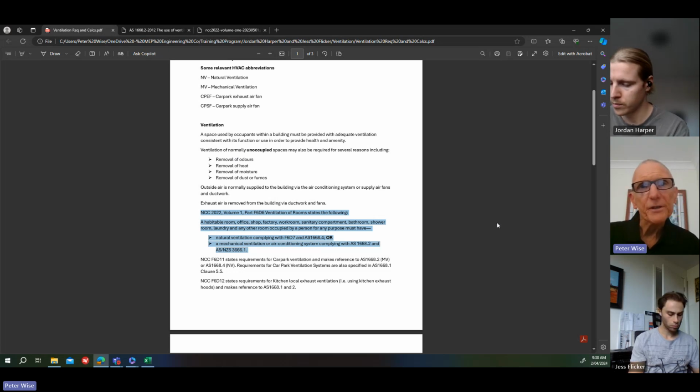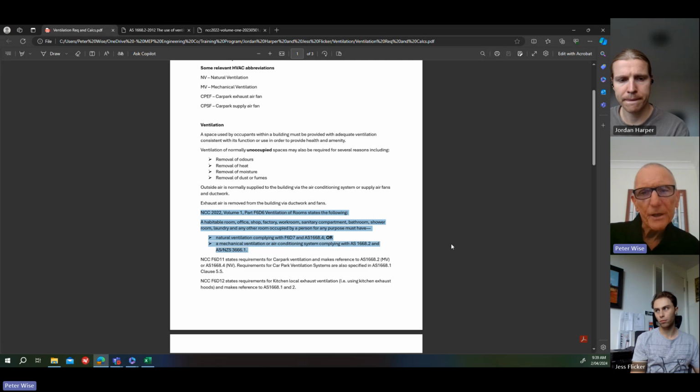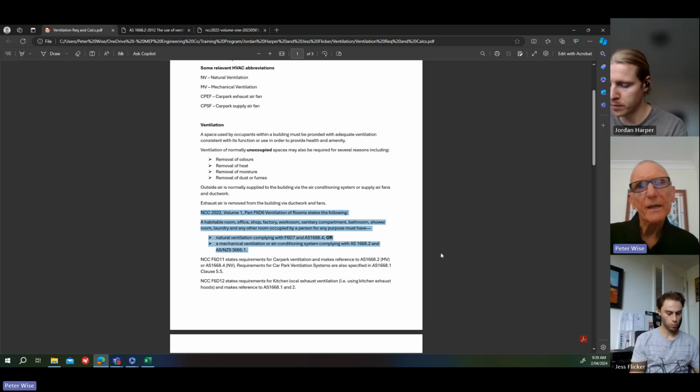NCC doesn't actually say AS 1668 Part 4, but it's the Natural Ventilation Code. Or it must have a mechanical ventilation or air conditioning system complying with AS 1668 Part 2 and AS/NZS 3666 Part 1. AS 1668 Part 2 is the main code that you need to really get familiar with, because it'll be the one you use the most in your work. And I'm sure that you've already touched on it, or we've talked about it, but we're going to go over it again and again for different parts that apply to what we do.